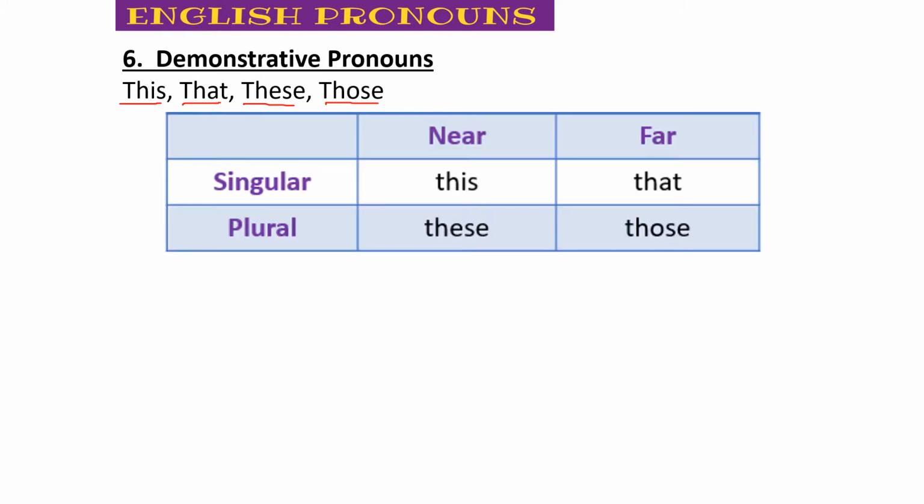If it's this, it's because it's close, right? And it's one of them. If it's that, it's because it's not close, but there's also only one of them. If it's these, it's close, but it's more than one. And those is not close, but there's more than one.